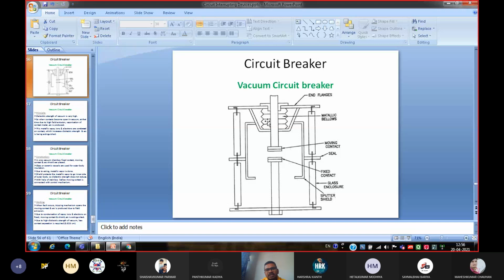operating mechanism. The operating mechanism is not shown in this figure. The operating mechanism is connected with this metallic bellow, and this metallic bellow is connected with this moving contact. So with the help of the operating mechanism and metallic bellows, this moving contact will move upwards when a fault occurs and the contacts become separated from the fixed contact.